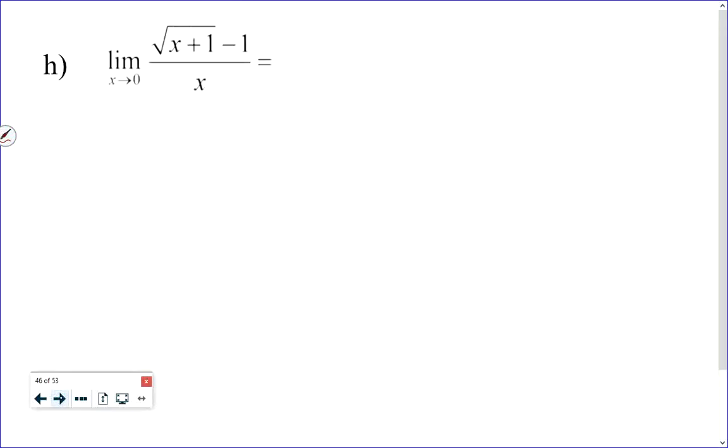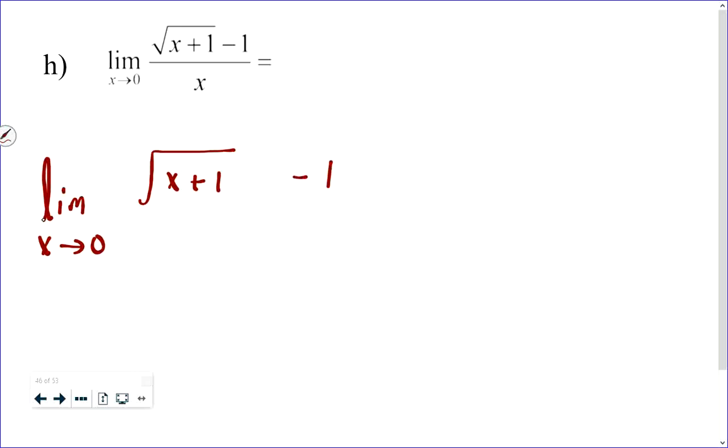This one is the limit as x approaches 0 of the square root of x plus 1, minus 1, over x. I've already looked at this, and after inspecting it, if I put in the value that x is approaching, I'm going to be left with 0 over 0. So I've already looked at doing that.